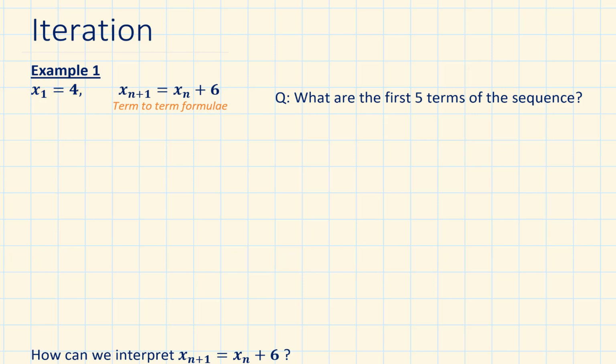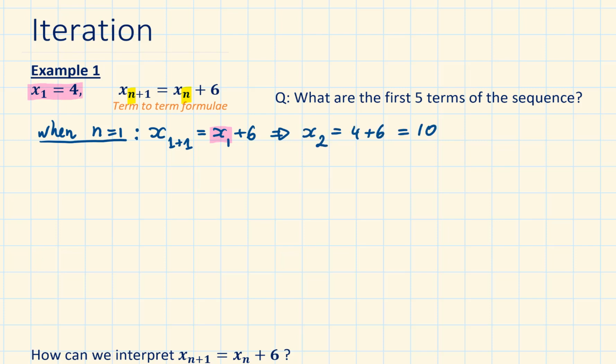To work out the first 5 terms of the sequence, we will start by replacing n with a 1. Our term-to-term formula will be x_{1+1}. This is equal to x_1 + 6. x_1 is 4, so therefore x_2 is equal to 4 + 6, which is 10.